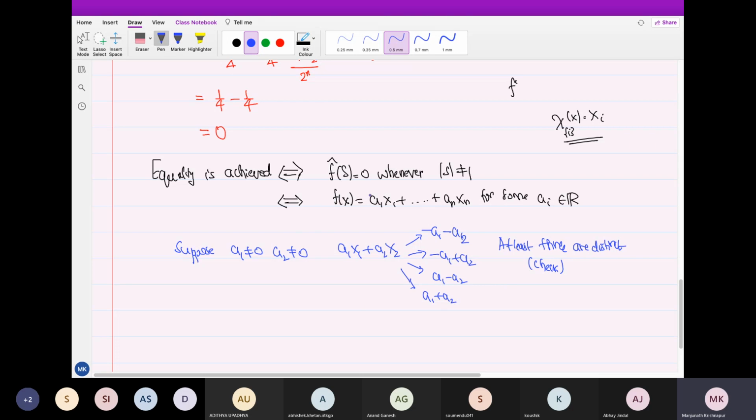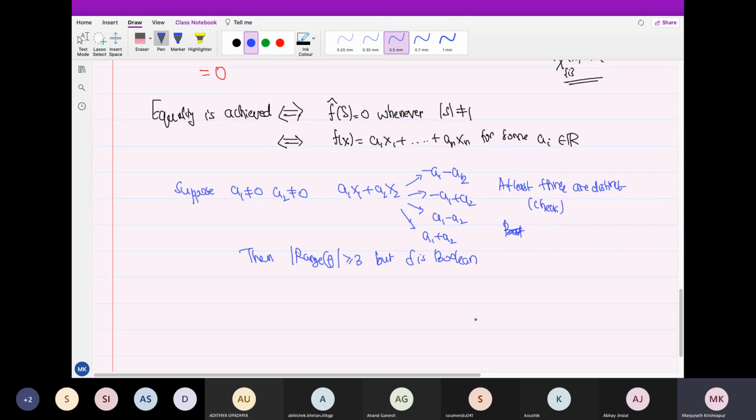So that proves it for the case where 2 are non-zero, but then the rest will only add to your range, right? You can fix all the other xi's and see that you will get at least 3 values. But f is, so then range of f has cardinality greater than or equal to 3. But f is Boolean. So the conclusion is that there can't be 2 non-zero coefficients. There is only 1 non-zero coefficient.